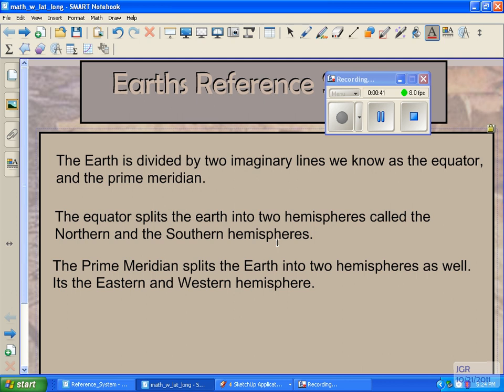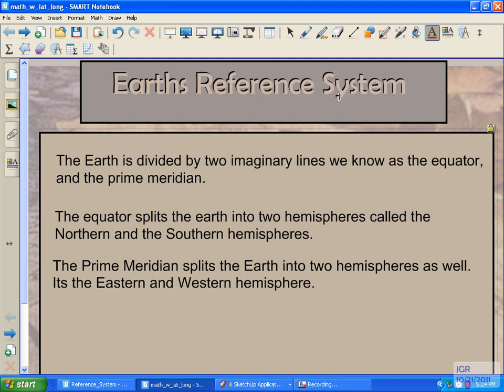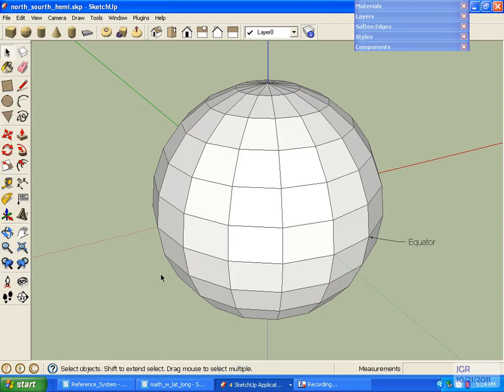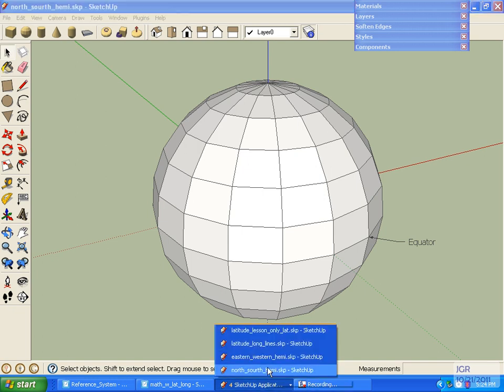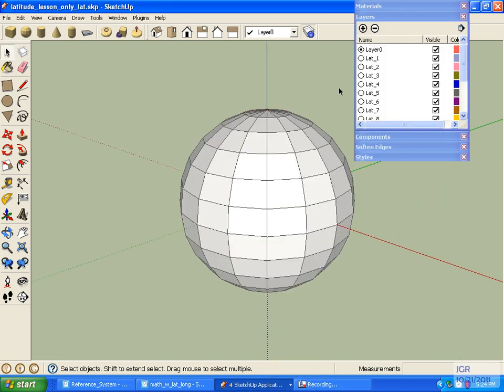I believe this is the piece that's missing from latitude and longitude lines, so I just wanted to add this in. Now we're talking about here the Earth's reference system. The Earth's reference system is actually broken up into a series of latitude and longitude lines.